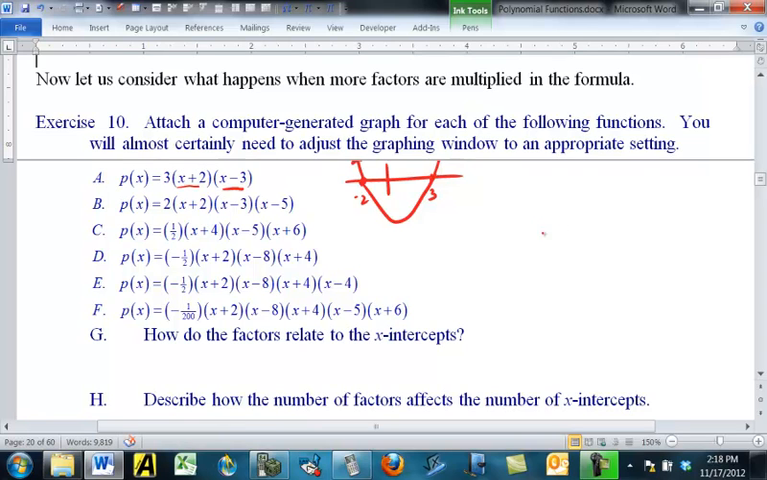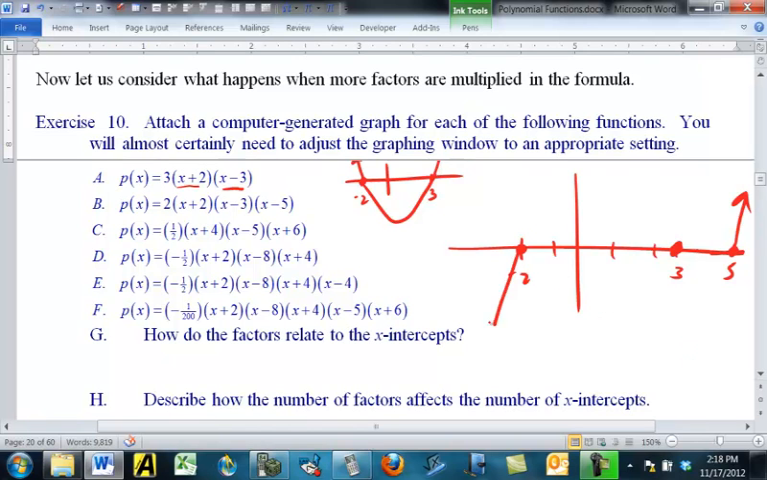How about B? Well, I know that over here at negative 2, it's going to cross. Then at positive 3, it's going to cross. And at positive 5, out here, it's going to cross. So it touches the axis those 3 times. The leading coefficient is 2, so I know on the last piece it's going up. Now we've got an odd number here, so it must be going down this way.